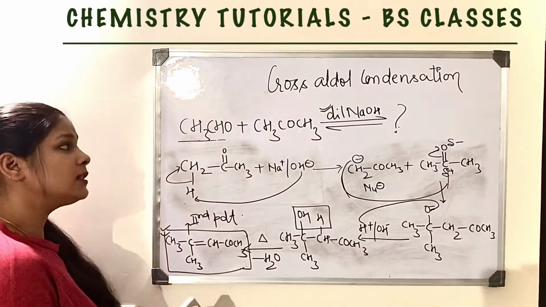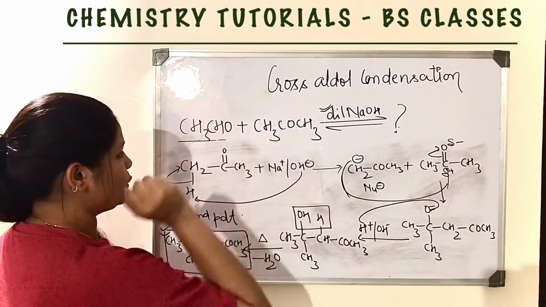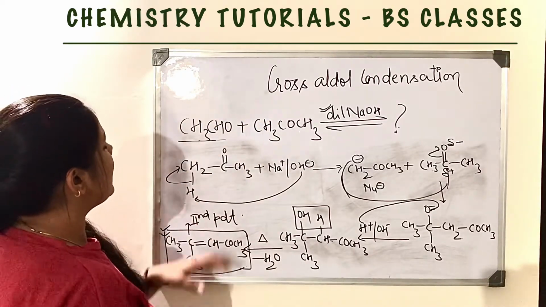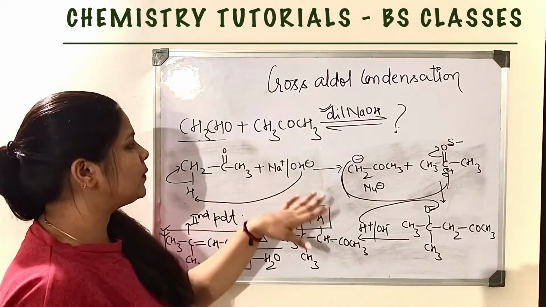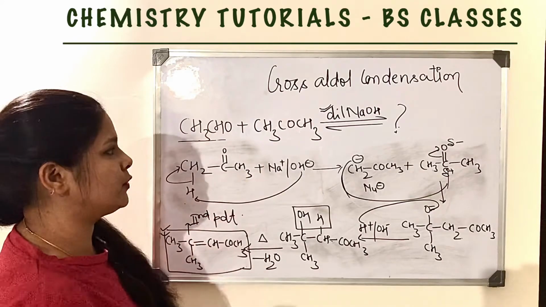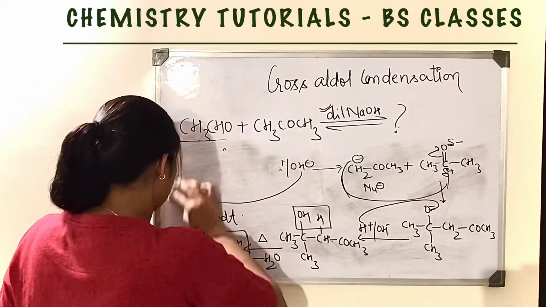Now come to cross aldol. Cross aldol means when this aldehyde reacts with this ketone, means if this aldehyde is the alpha hydrogen donor, and in the second possibility, if this ketone is the alpha hydrogen donor. Now come to the third possibility.